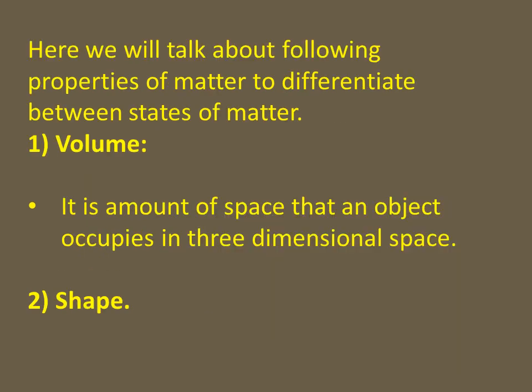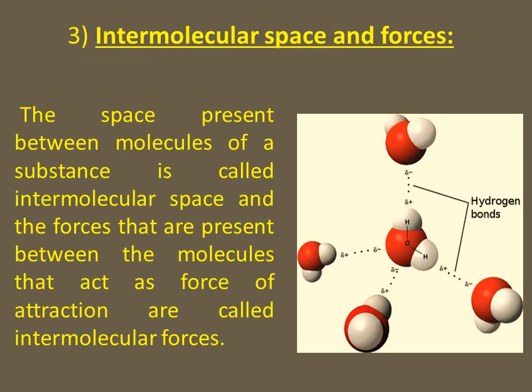Here we will talk about the following properties of matter to differentiate among different states of matter. The number one property we're going to talk about is volume. It is the amount of space that an object occupies in three-dimensional space. Number two is shape. Number three is intermolecular space and forces. The space present between molecules of a substance is called intermolecular space, and the forces that are present between those molecules that act as force of attraction are called intermolecular forces.